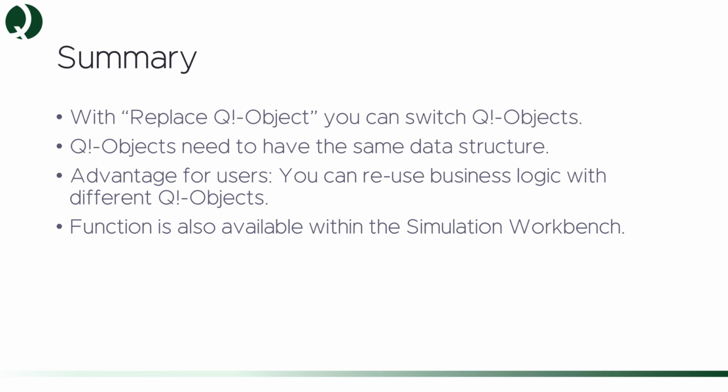Let's summarize what we have learned so far. With Replace Q Object, you can switch Q objects within a logic chain. You can replace Q objects if they have the same data structure. That means that they have the same number of fields and the field names are the same. The advantage for the user is that they do not have to rebuild an entire logic chain from scratch. They only need to change specific Q objects with data that will be processed. Furthermore, the Replace Q Object function is also available within the Simulation Workbench.